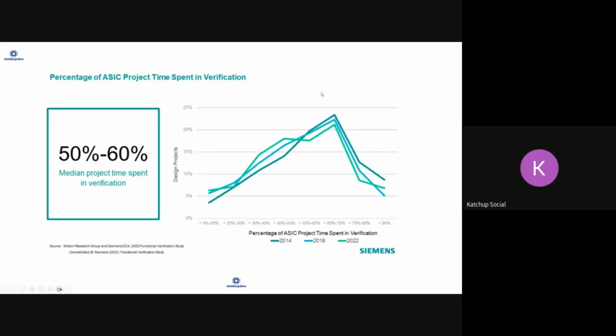So as everyone knows, verification is a big problem. A lot of time is spent on it today, and a lot of the project schedule is actually spent in verification. Around 50 to 60% of the project time in today's SoCs which are being built is spent in actually doing verification. And this trend is not changing. This trend is still going to be increasing.